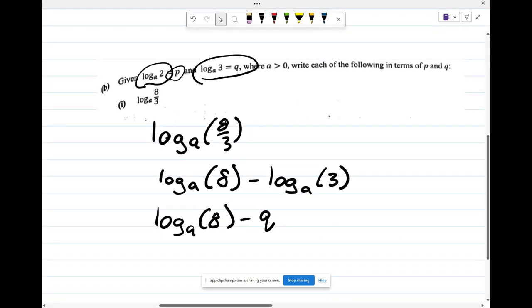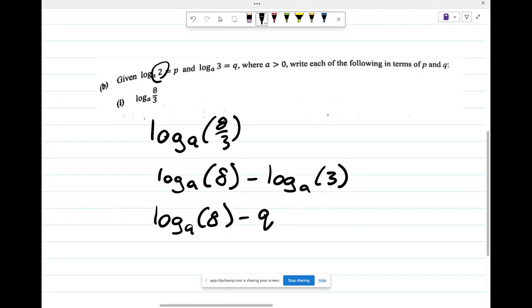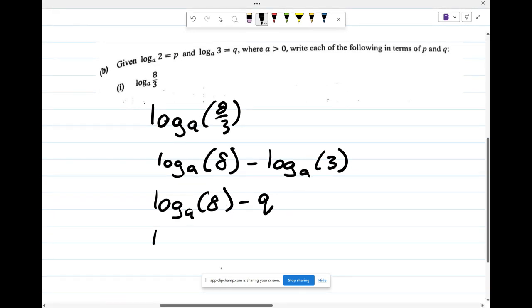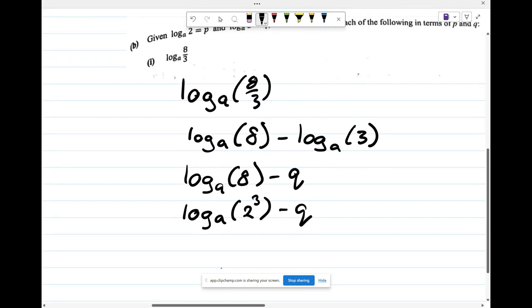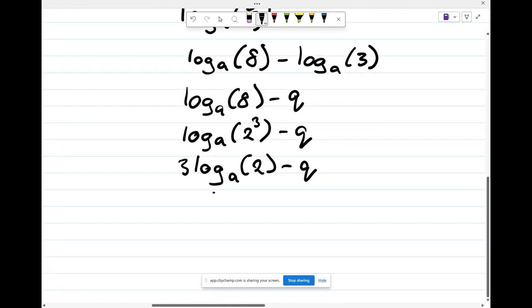And now we need to turn this into a p somehow. We know log to the base a of 2 is equal to p, so we're going to have to turn this 8 into something related to 2. Well, that's kind of easy. You can see that 2 cubed is going to give us 8, so log to the base a of 2 cubed, minus q. And then we have another rule in our logbook that says something to the power of something, we can just bring the 3 down and multiply it in. So that'll be 3 times log to the base a of 2, minus q. And we know what log to the base a of 2 is. It's just p. So this whole thing is just going to be 3p minus q. And that's your final answer.